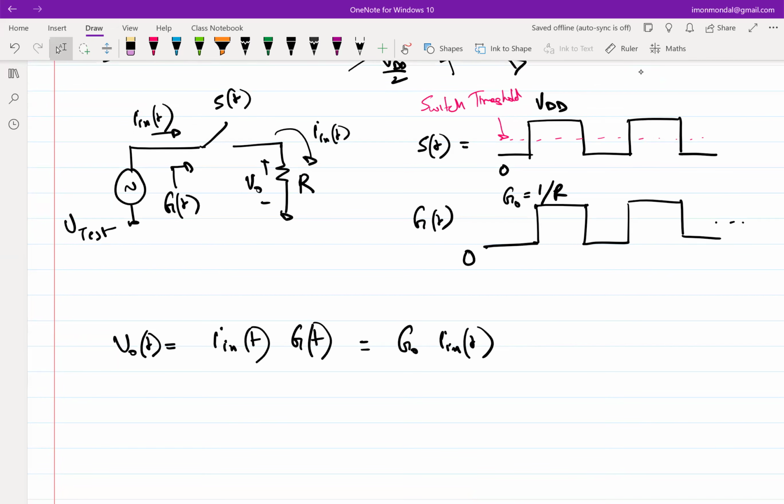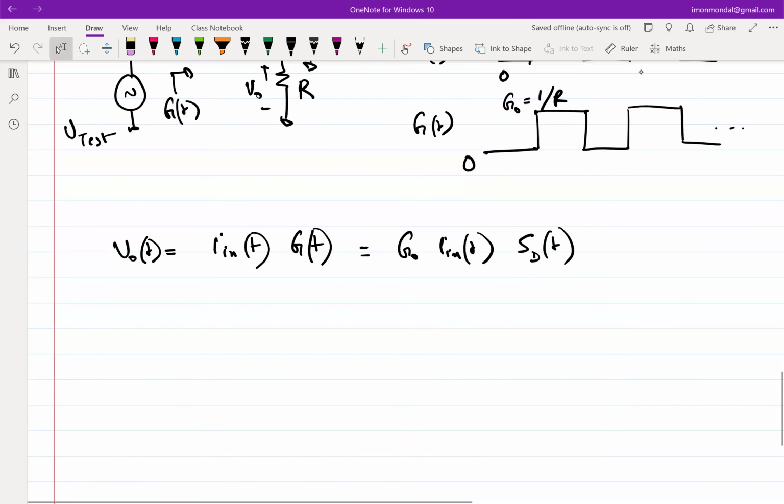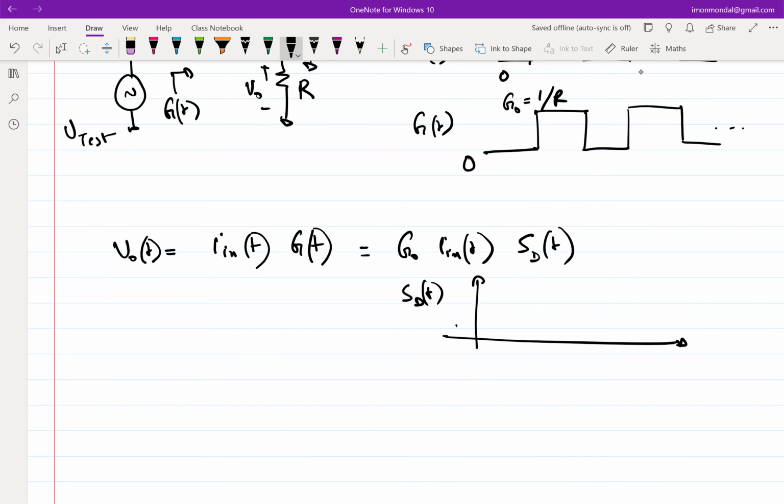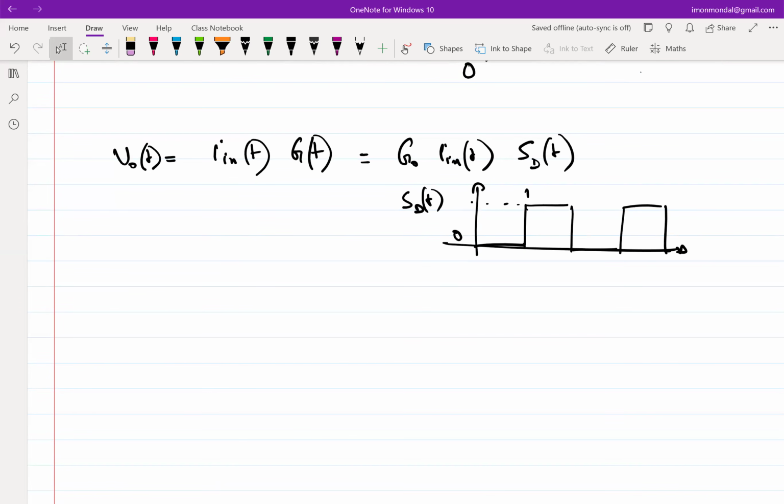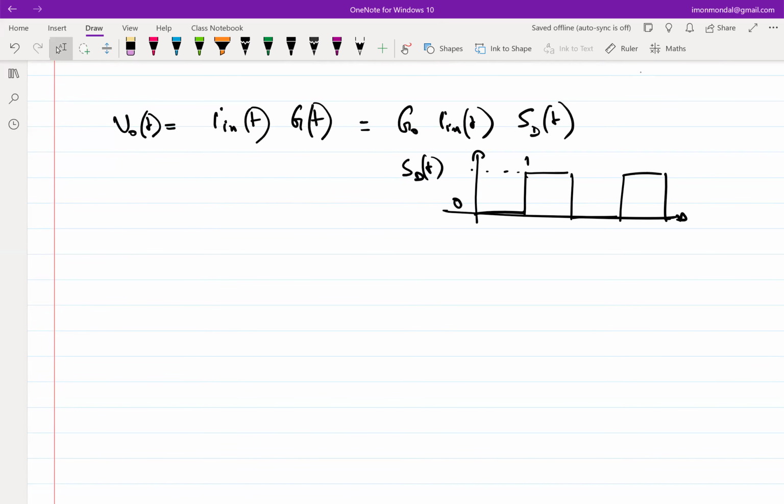So let's say I write SD of t, where SD is a waveform which goes from 0 to 1. This is just for simplifying the algebra. I do not want to carry forward the G naught every time. Okay, fine. So how do I decompose this waveform into multiple sinusoids?